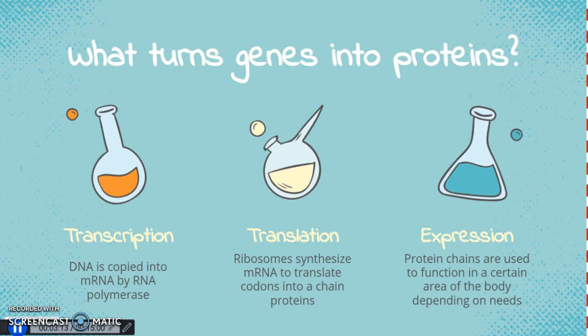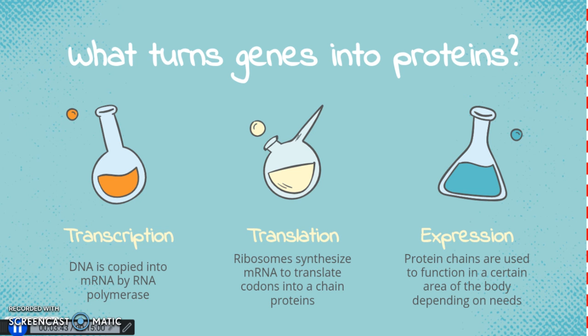And what turns genes into proteins? We have transcription, translation, and expression. Transcription is where DNA is copied into mRNA, or messenger RNA, by RNA polymerase. In other words, the DNA is unzipped and it's scanned for what we call codons, and that's done by the RNA polymerase to create that mRNA strand. And from there, that mRNA strand is going to disconnect after we go over that stop codon.